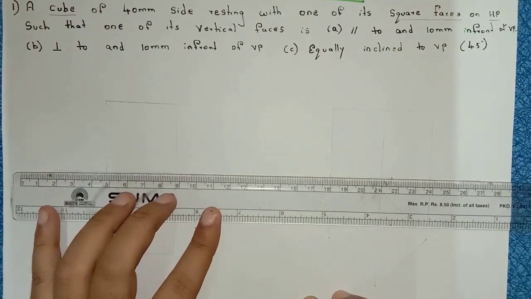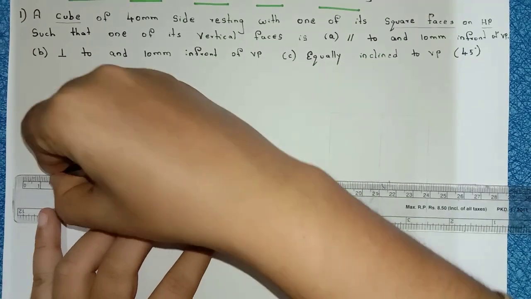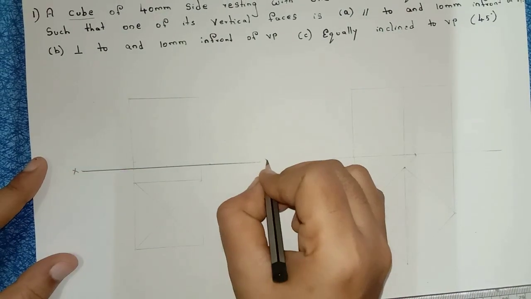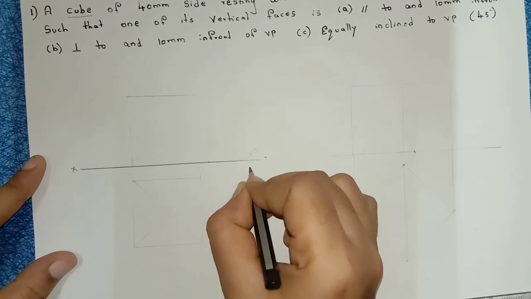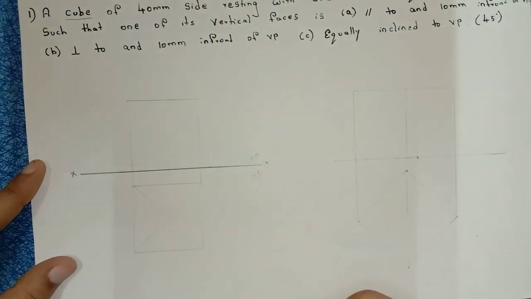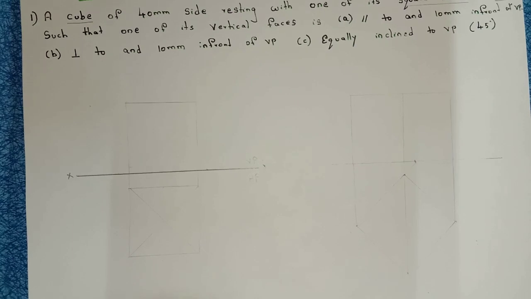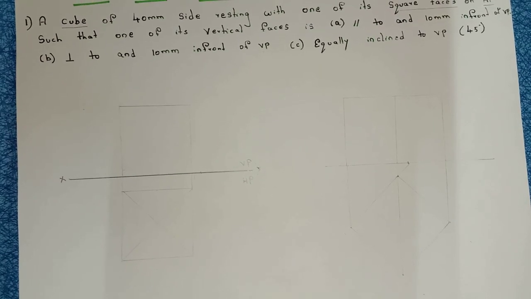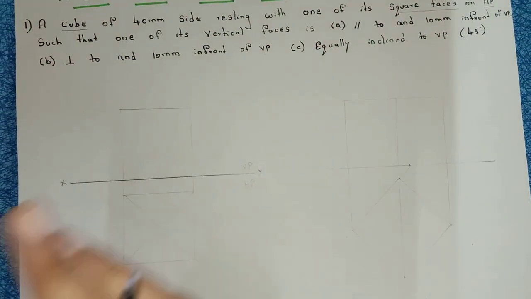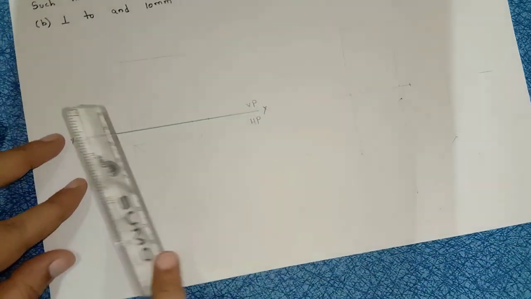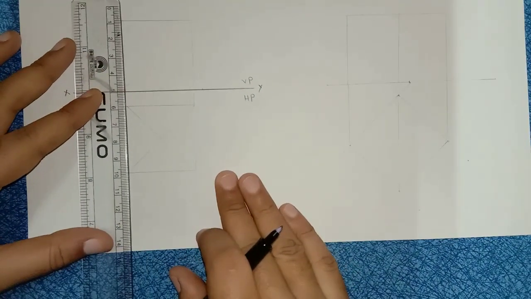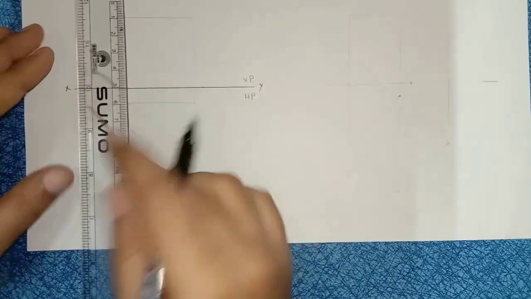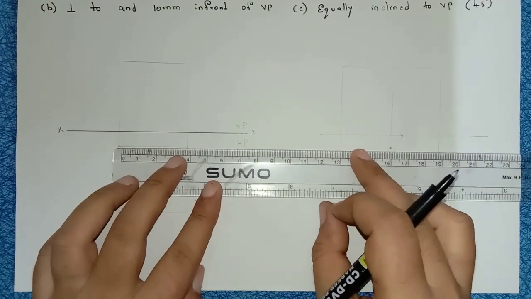First, construct the reference line of any length. Name it as X, Y, vertical plane and horizontal plane. Where do we have to construct the cube? We have to construct the cube on HP. In a cube all sides will be equal, 40 mm. In this question they didn't mention any distances. So from the reference line, leave a 5 mm gap, right? Now construct the cube.